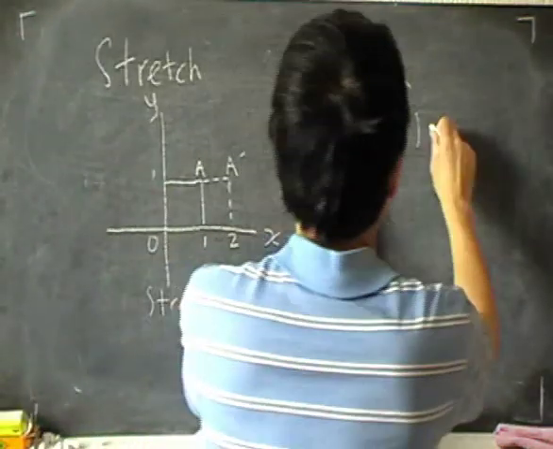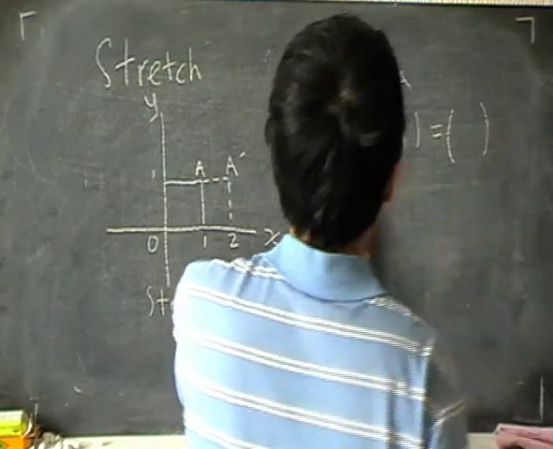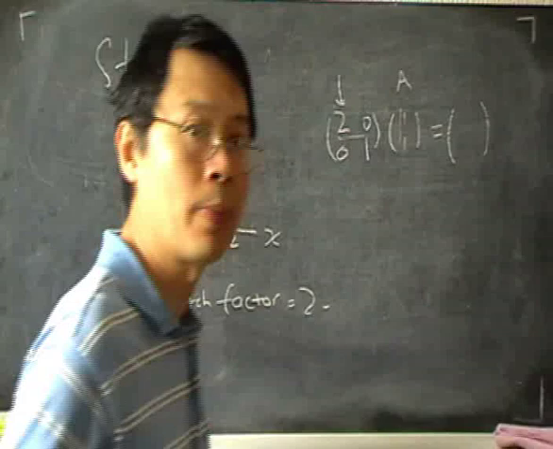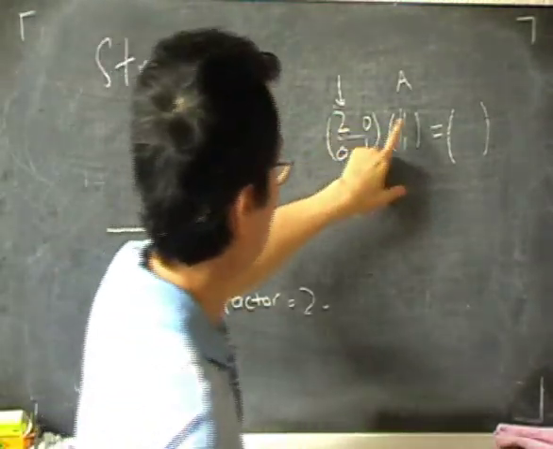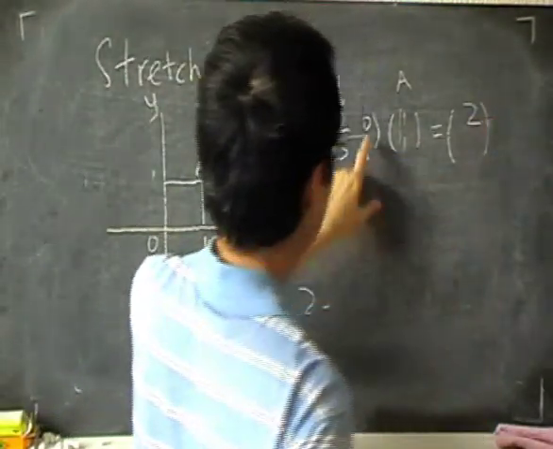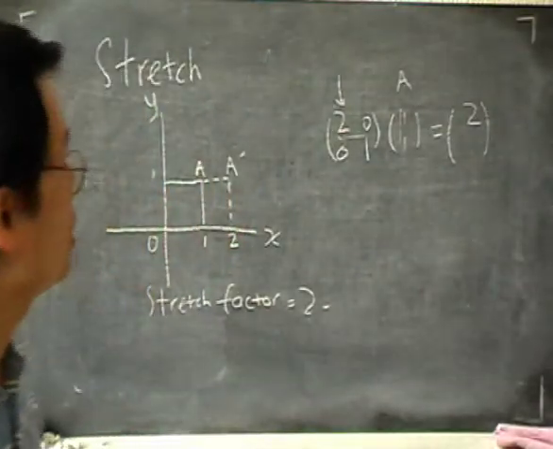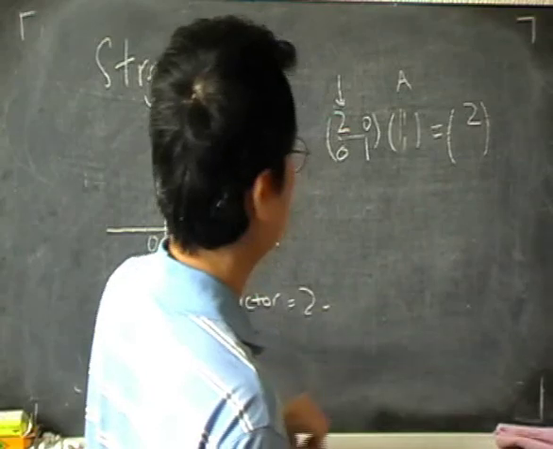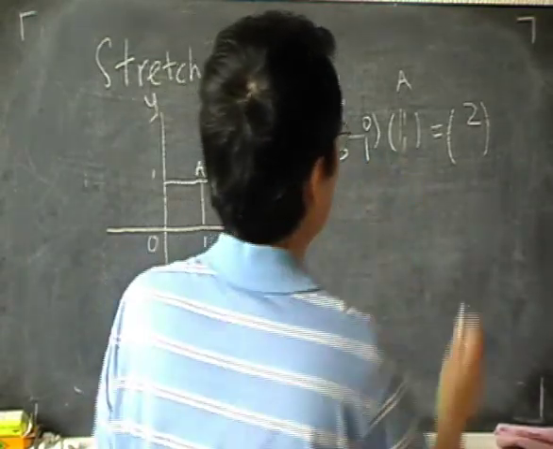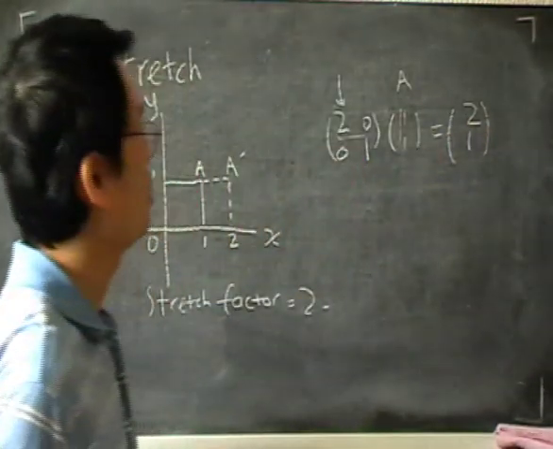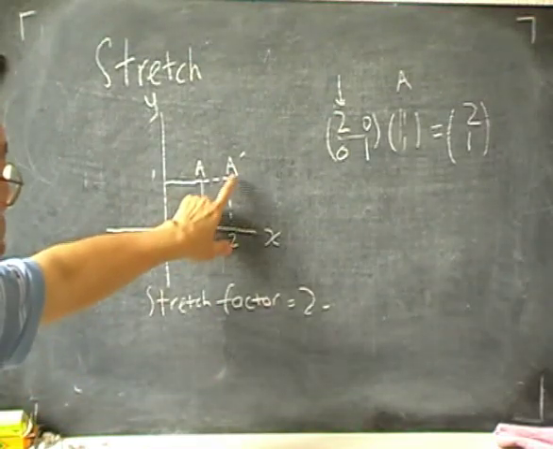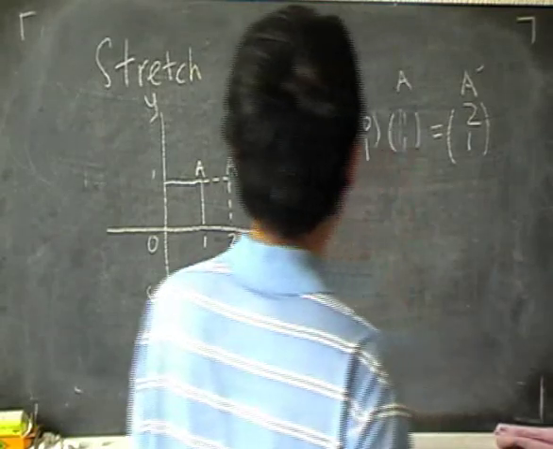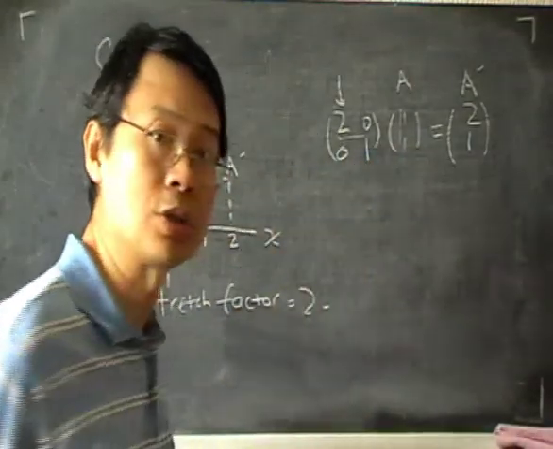And let's check this out with the matrix. If I multiply this row by this column, I'll get 2 times 1, which is 2, plus 0 times 1, which is 0. And for the next row, I have 0 times 1, 0, plus 1 times 1, which is 1. So that's the correct coordinates for A prime. And that is our stretch matrix.